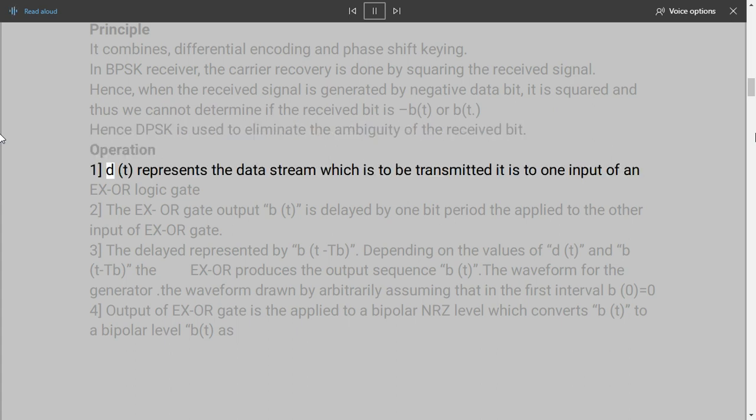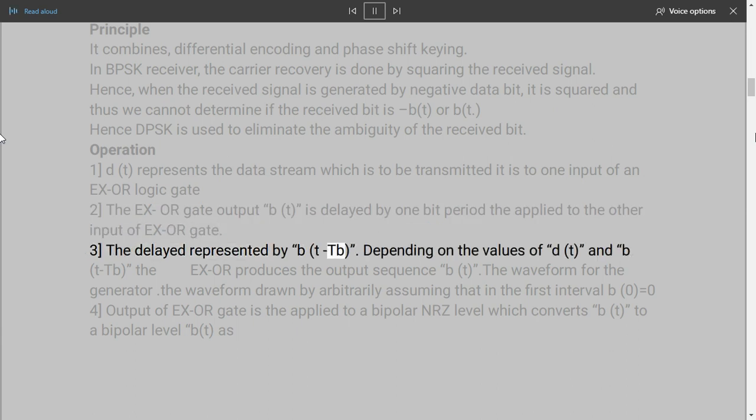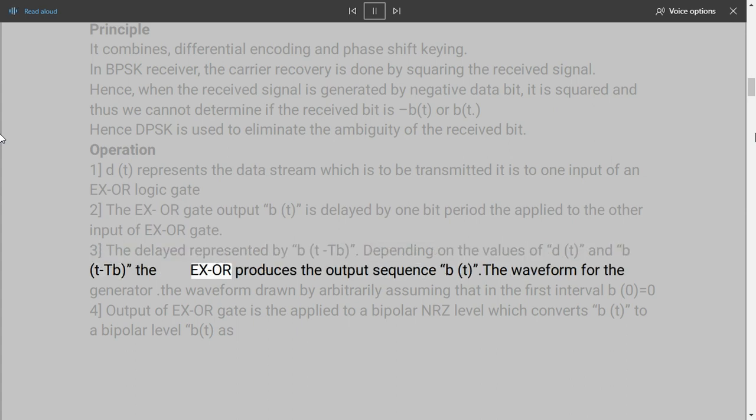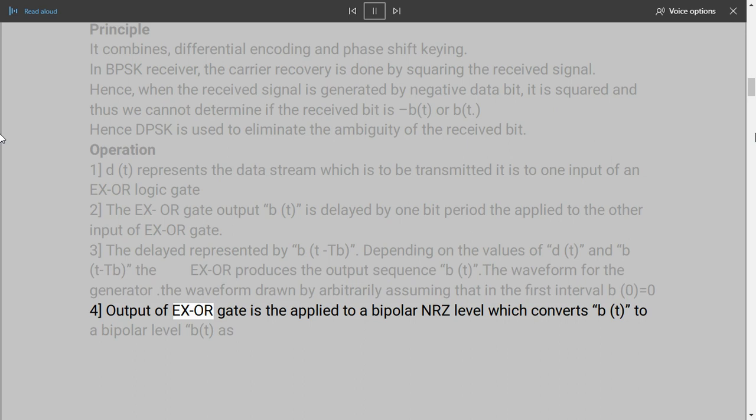Operation: 1. d(t) represents the data stream, which is to be transmitted. It is applied to one input of an EXOR logic gate. 2. The EXOR gate output b(t) is delayed by 1 bit period and then applied to the other input of the EXOR gate. 3. The delayed signal is represented by b(t-Tb). Depending on the values of d(t) and b(t-Tb), the EXOR produces the output sequence b(t). The waveform for the generator is drawn by arbitrarily assuming that in the first interval b(0) equals 0. b(t), the output of the EXOR gate, is then applied to a bipolar NRZ level converter which converts b(t) to a bipolar level.